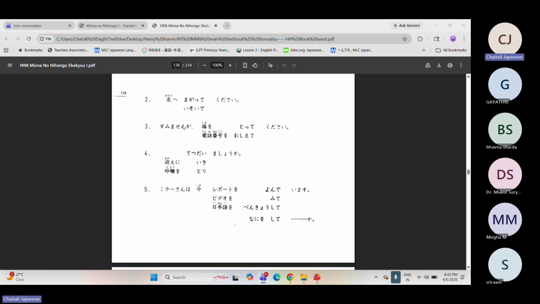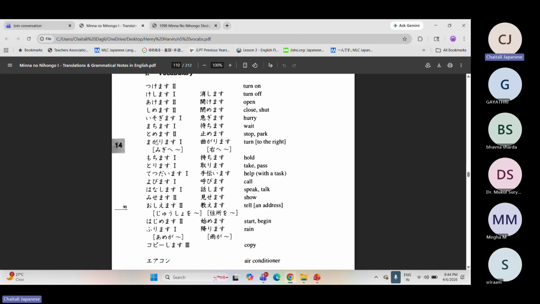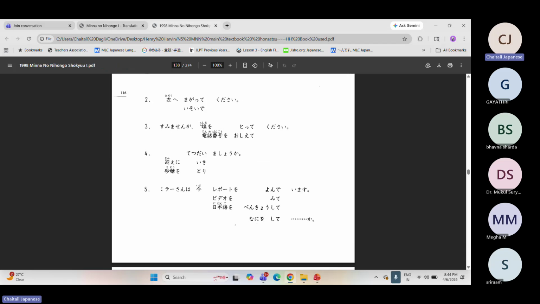Okay, next. Sumimasen ga shio o totte kudasai. So totte will be torimasu, take or pass. So the masu form of totte is torimasu. So sumimasen ga shio o totte kudasai. So please pass the salt. Excuse me, but can you please pass the salt? Or please pass the salt. Okay?